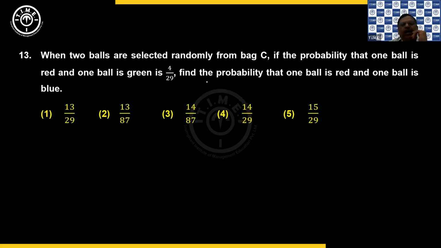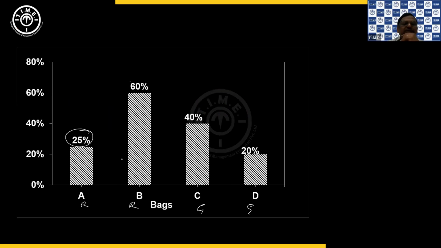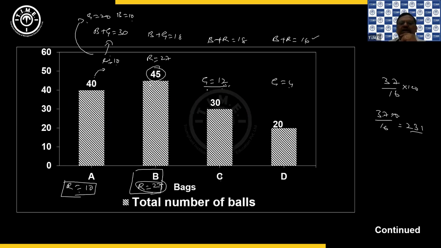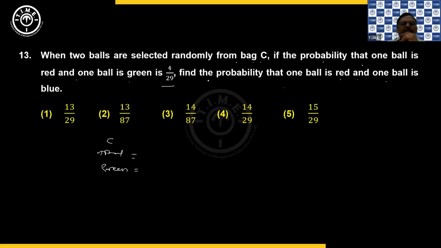When two balls are selected randomly from bag C, the probability that one ball is red and one ball is green is 4 by 29. Find the probability that one ball is red and one ball is blue. We'll come to that. First of all, see what is the total. What is the green balls? Let's take that information from the diagram. See students, total is 30, green is 12.